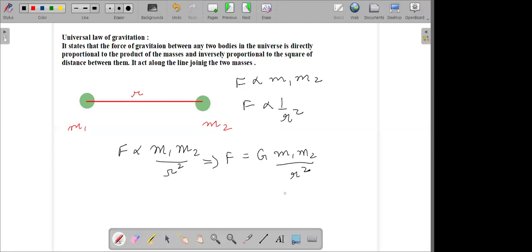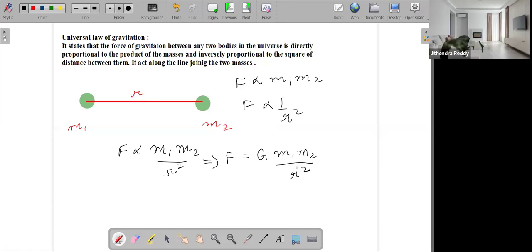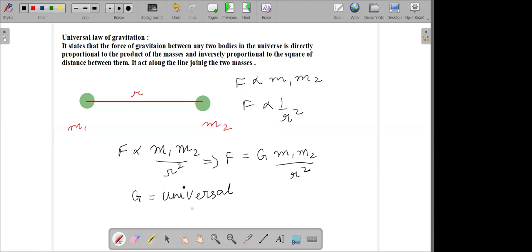Okay, Jitendra, can you tell? Yes, sir. The force of gravitation is directly proportional to the product of masses, and the force of gravitation is inversely proportional to the square of distance between them. Yes. So the G here we have introduced as the constant. This G is called the universal gravitational constant.